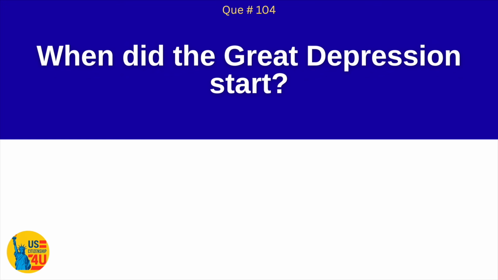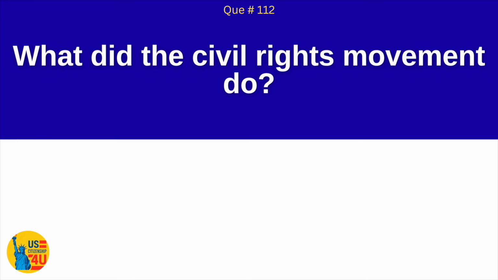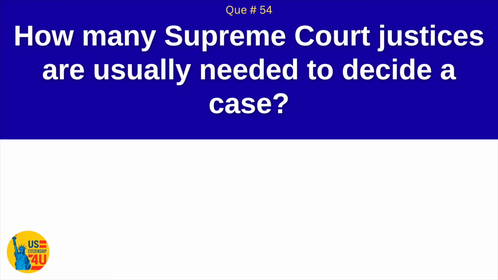When did the Great Depression start? The Great Crash, 1929. What did the Civil Rights Movement do? Fought to end racial discrimination. How many Supreme Court justices are usually needed to decide a case? 5.